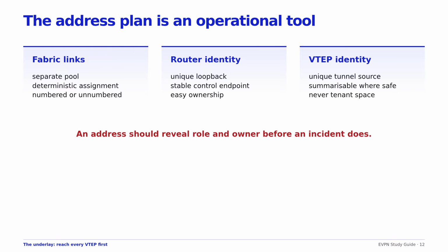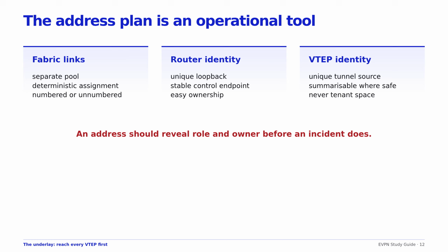Addressing is not clerical work. It determines what can be filtered, summarized, recognized, and repaired. Give fabric links, router identities, and VTEP identities explicit pools and ownership rules. Use deterministic allocation so an engineer can infer the expected peer from the link or device position.